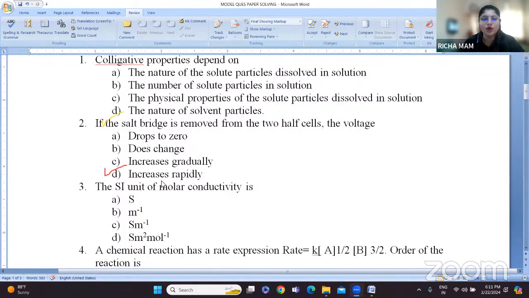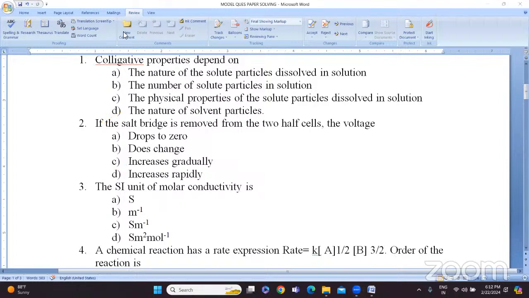The SI unit of molar conductivity is, what is the SI unit of molar conductivity, students? S means Siemens. Okay, you know what we mean by S? So S means Siemens. Okay, I've got the answers. Vedvati has answered it as D. Dhanush has answered it as D. Divya has answered it as D.